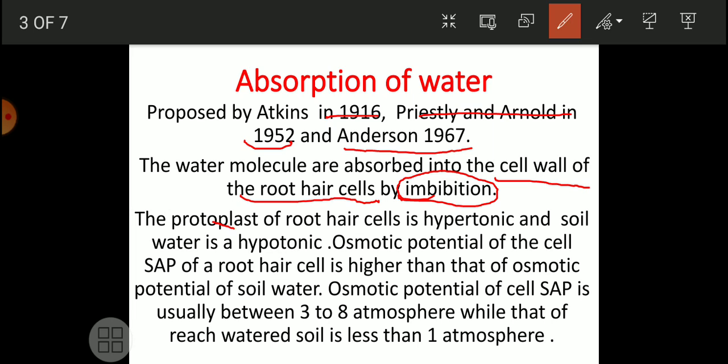Now the protoplast of the root hair cells is hypertonic, in the sense that its solute concentration is more as compared to the soil capillary water. So soil capillary water has a hypotonic type of concentration, or less concentration. We know that in osmosis, water moves towards the higher concentration.